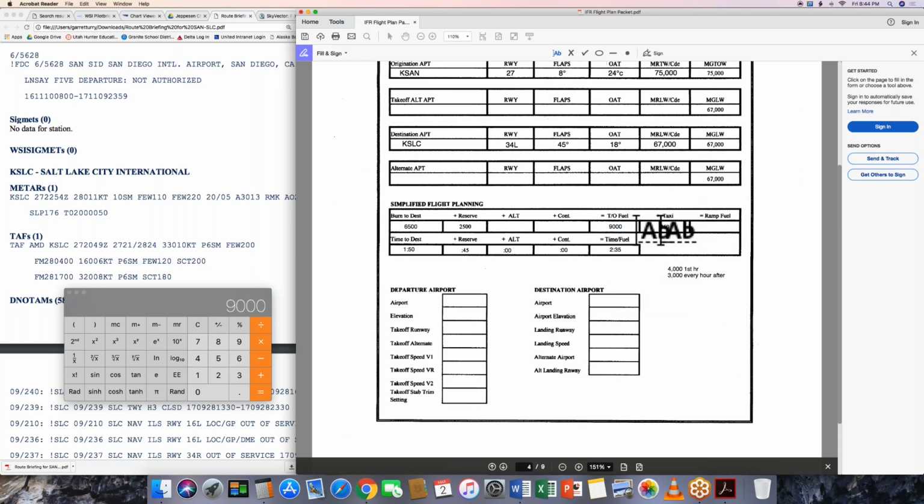Now, this is what we're going to calculate our weight and balance with, right? Taxi is just extra. This gives us our ramp fuel here, 9,250. We're always going to put 250 pounds on for taxi.